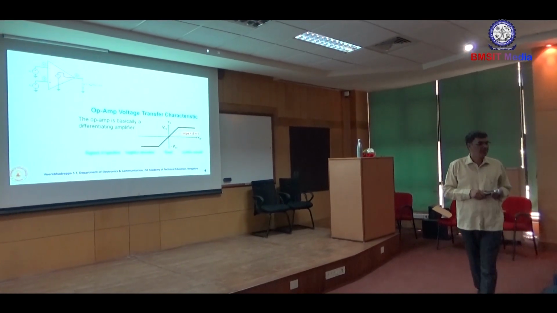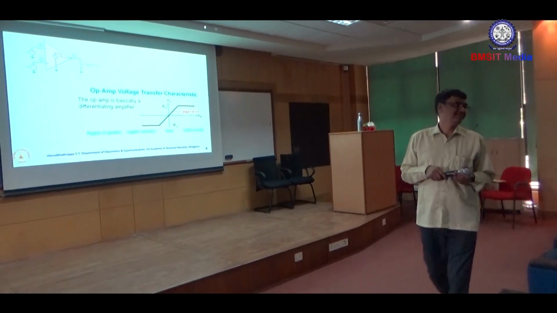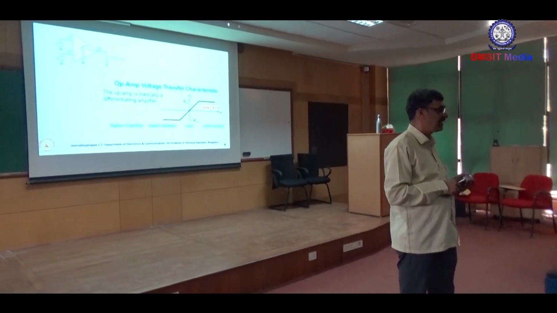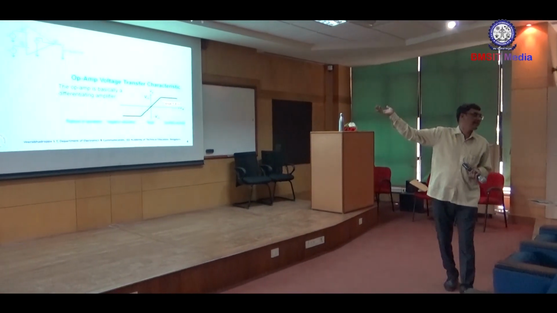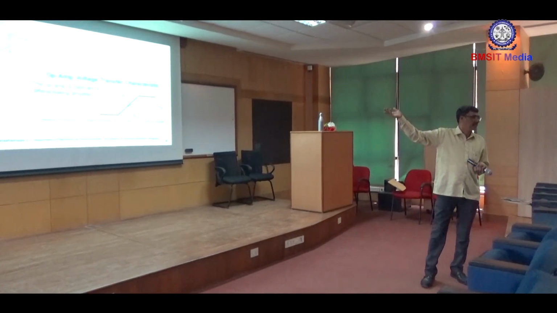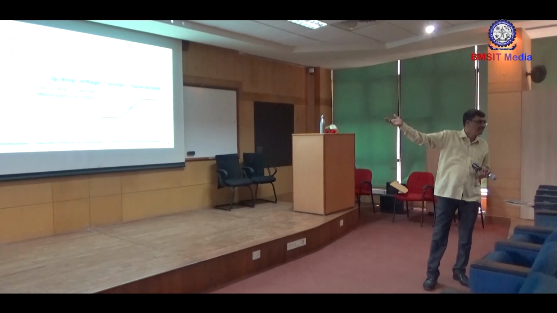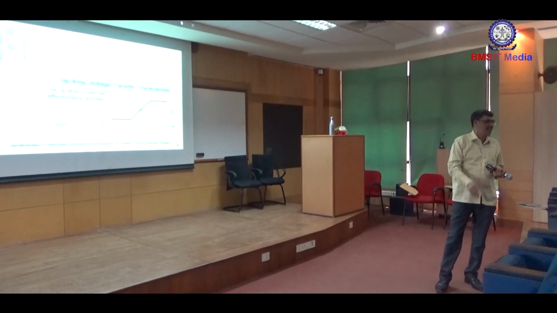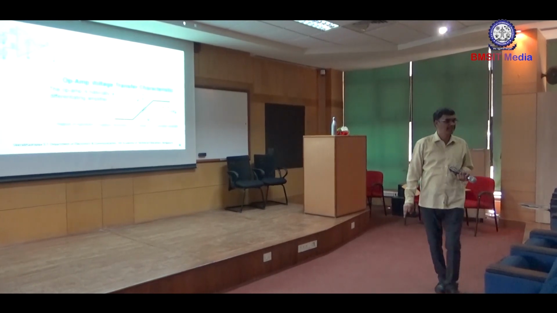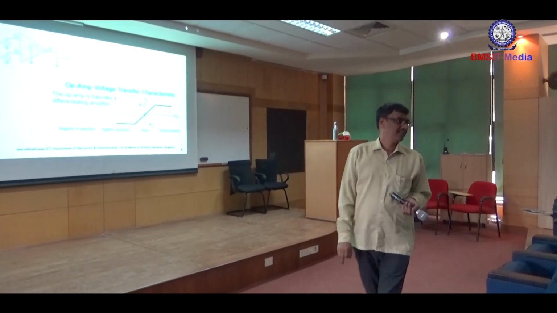Then a small input voltage is applied. What is the output? What is the expected output voltage? Because V0 is proportional to V2 minus V1, that proportionality constant is replaced by a voltage gain, the open loop voltage gain. What is the output voltage when a microvolt input is applied to the operational amplifier?